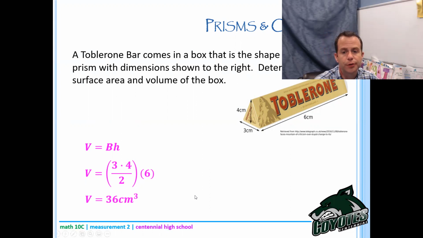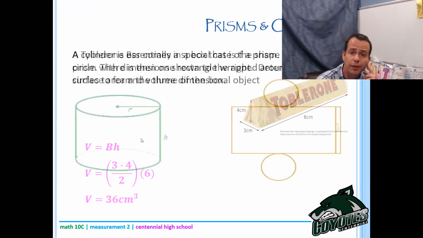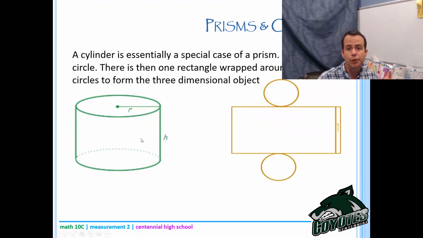That should give you 36 centimeters cubed. Okay, 36 centimeters cubed. Again, watch the units as well there. Okay, now a cylinder is essentially a special case of a prism. The base is a circle, and there is this one rectangle that kind of wraps around the circle in order to form the kind of can looking shape that we see, okay?